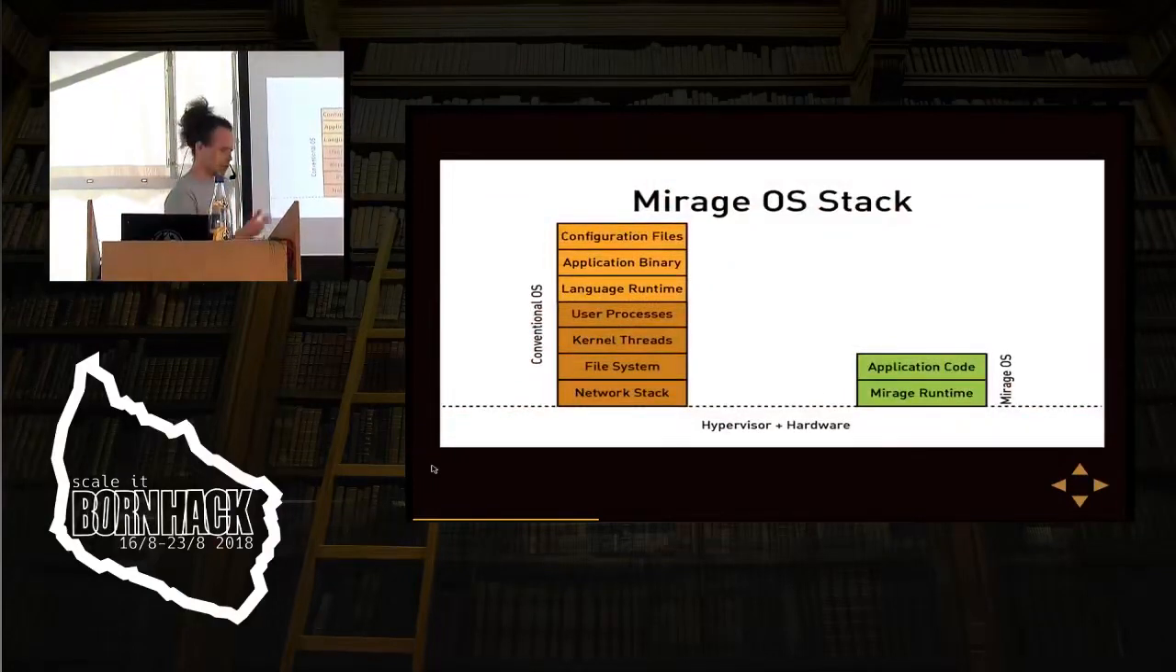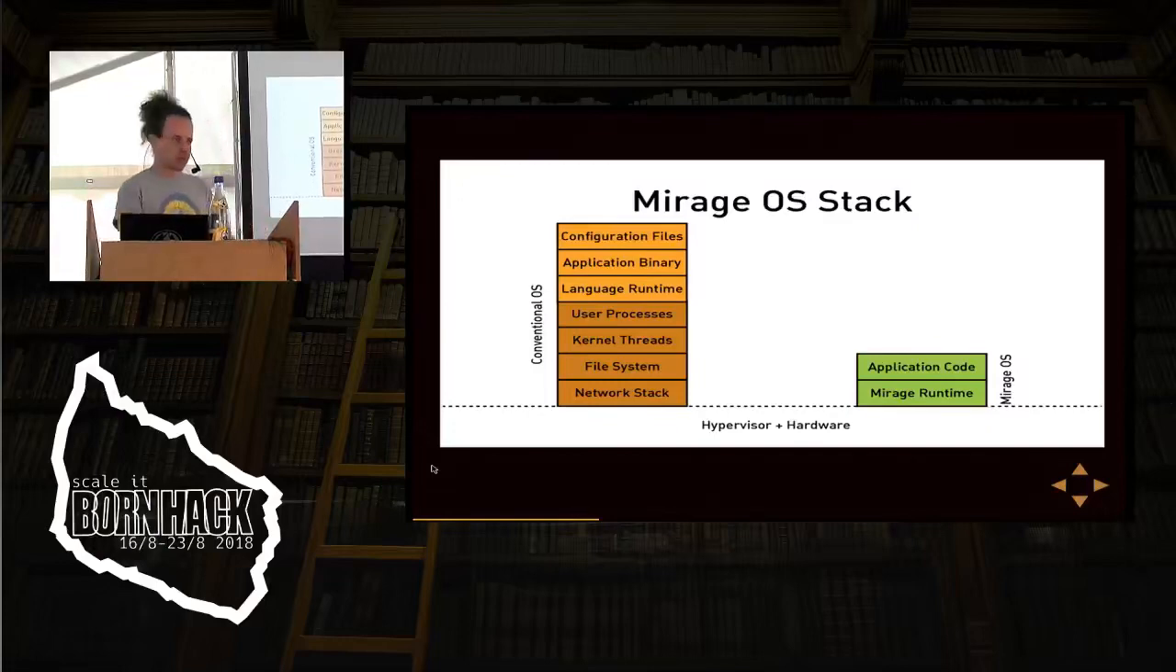Compared to a conventional stack on the left, MirageOS on the right only contains a runtime system and the application code itself. So you don't have the general purpose operating system and all of those kernel services, because usually you don't need them if you're running a single service. And a single service might be a DNS resolver or something like that.